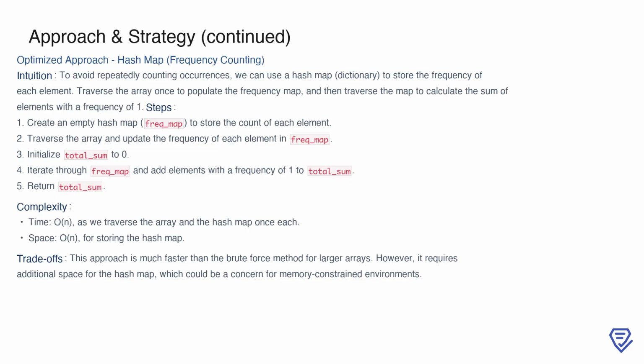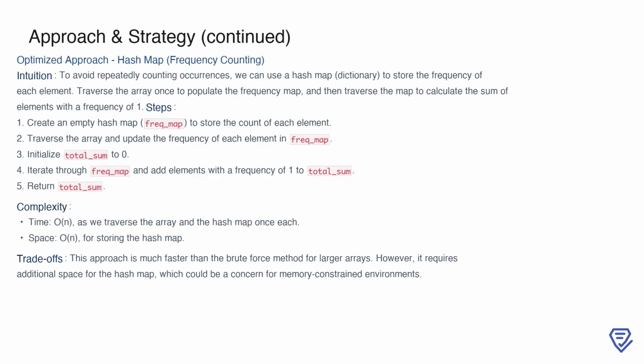The steps involve creating an empty hash map, populating it with frequencies by iterating through the array, and then initializing total_sum to 0. Next, we loop through the hash map and add to the sum only those elements with a frequency of 1. This approach reduces the time complexity to n, as we only traverse the array and the hash map once each, and it uses n space to store the hash map. The trade-off here is that while we save significant time, we do use additional memory, which could be a consideration for environments with limited memory resources.